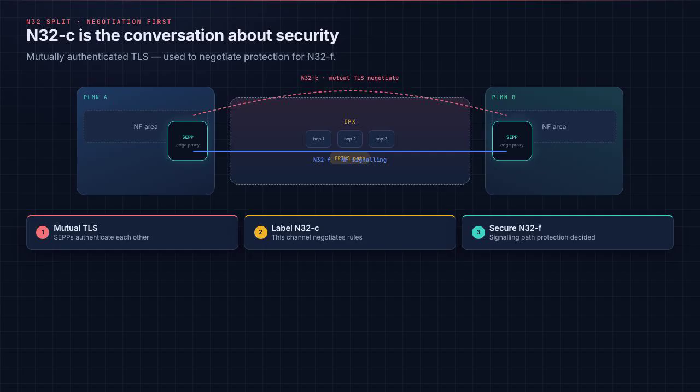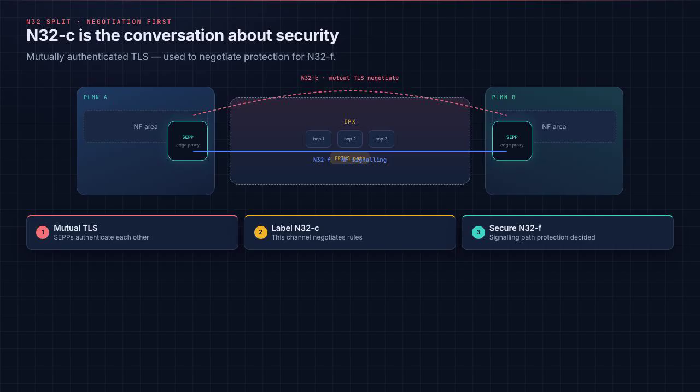First, the two SEPPs authenticate each other with TLS. Mutual authentication means each side proves identity to the other. Second, that authenticated channel is labeled N32C, the control conversation about security. Third, the outcome of that conversation decides how N32F will be secured. N32F is the path that will carry the actual NF-related signaling between the networks. Visually, derive the relationship in 3 beats. Establish mutual TLS between the SEPPs. Name that channel N32C. Let N32C set the protection mode for N32F.